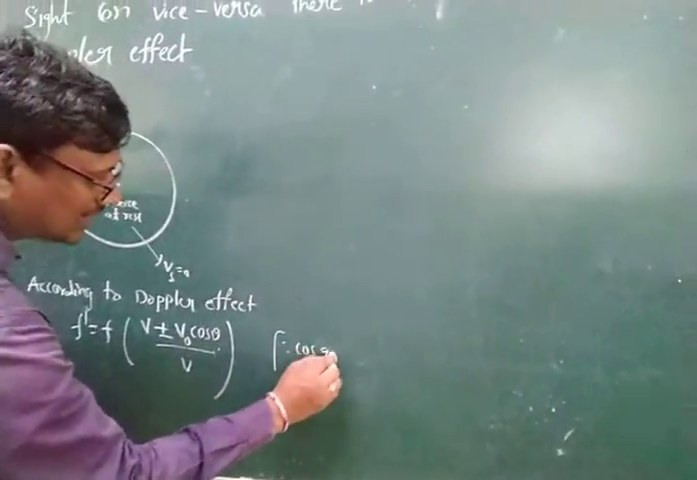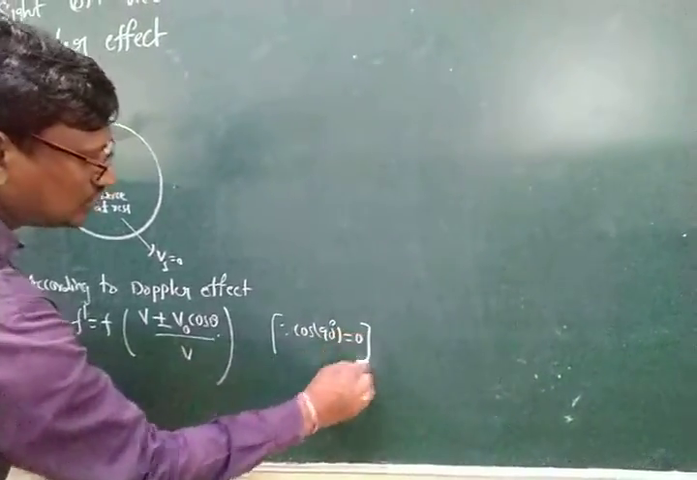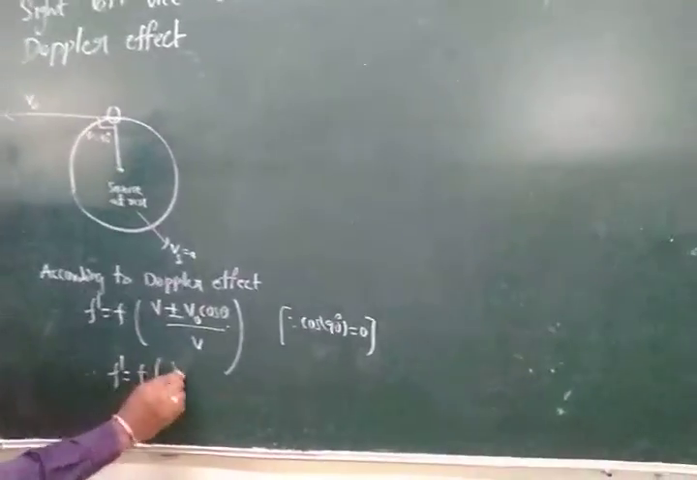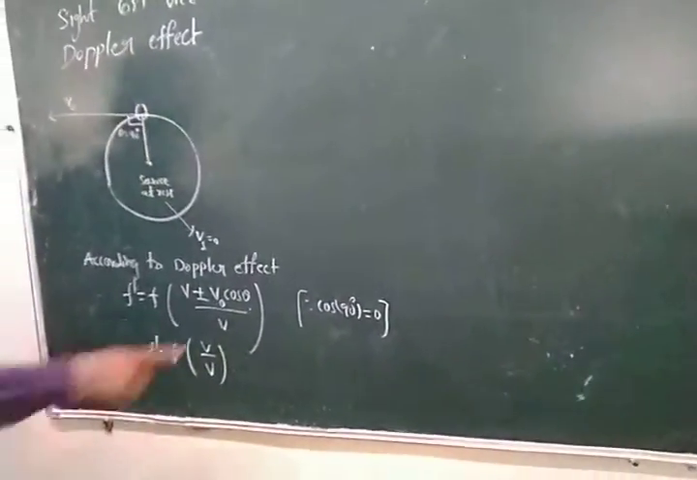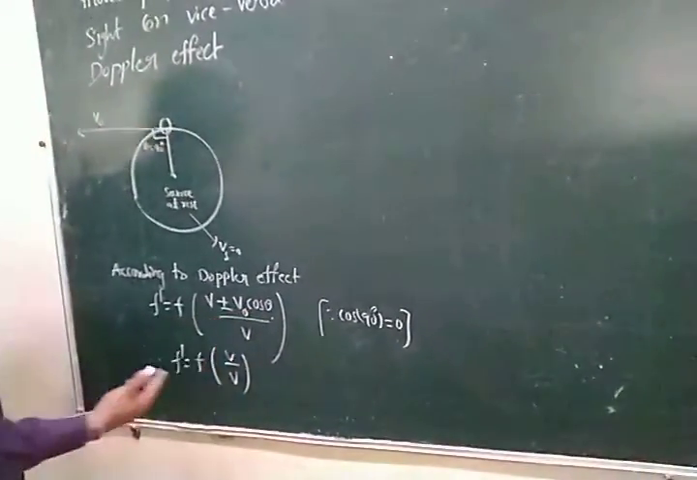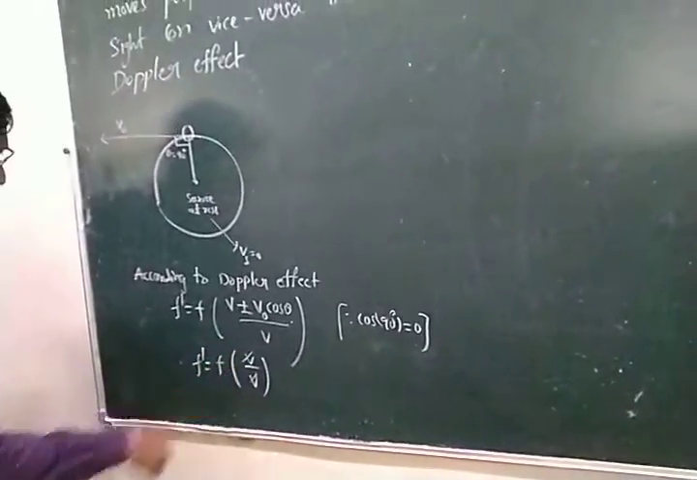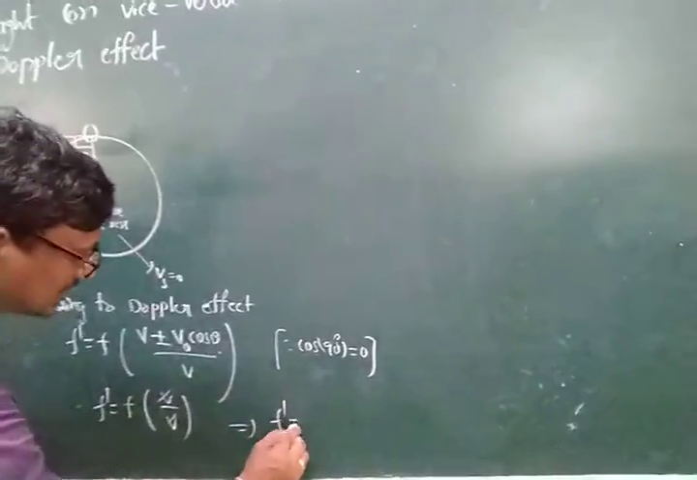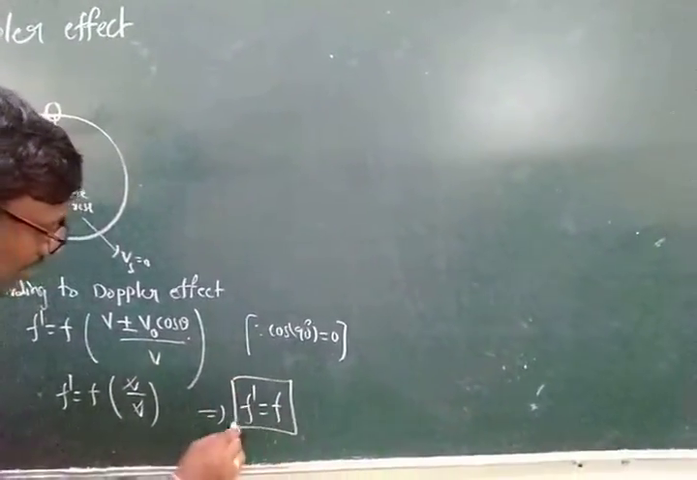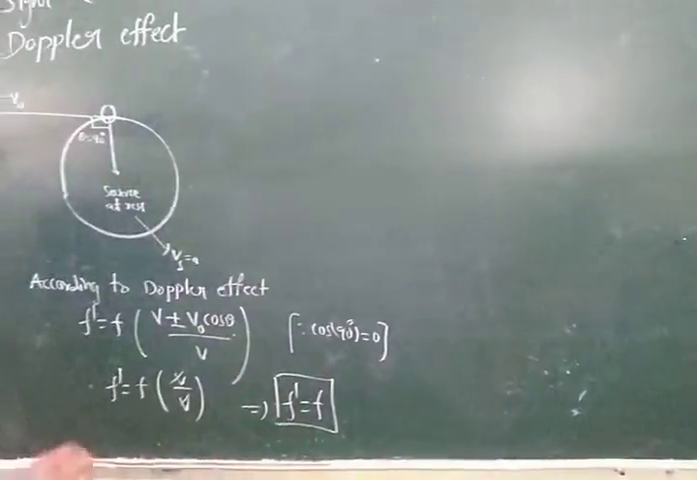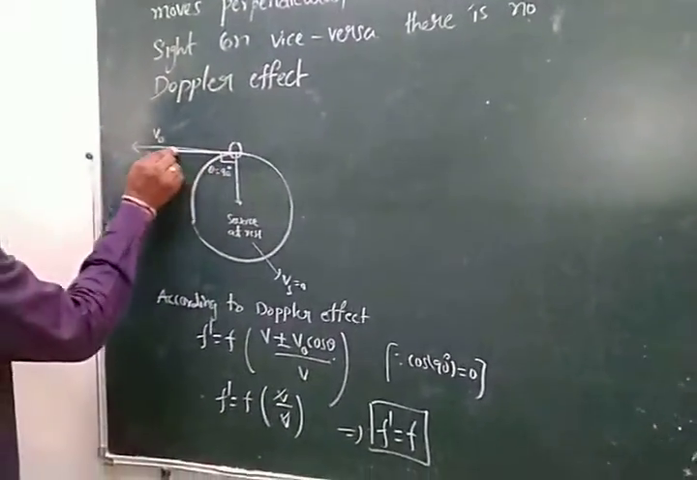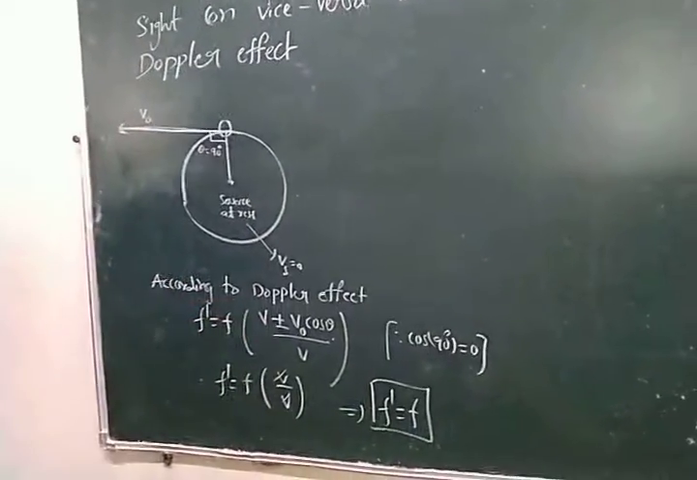But theta is 90 degrees, since cos of 90 degrees is equal to 0. Then F dash is equal to F into V by V, since cos 90 is 0, zero into something is 0, and V by V gets cancelled. So F dash is equal to F: the apparent frequency is equal to the actual frequency. That means both of them have the same frequency; there is no Doppler effect here.